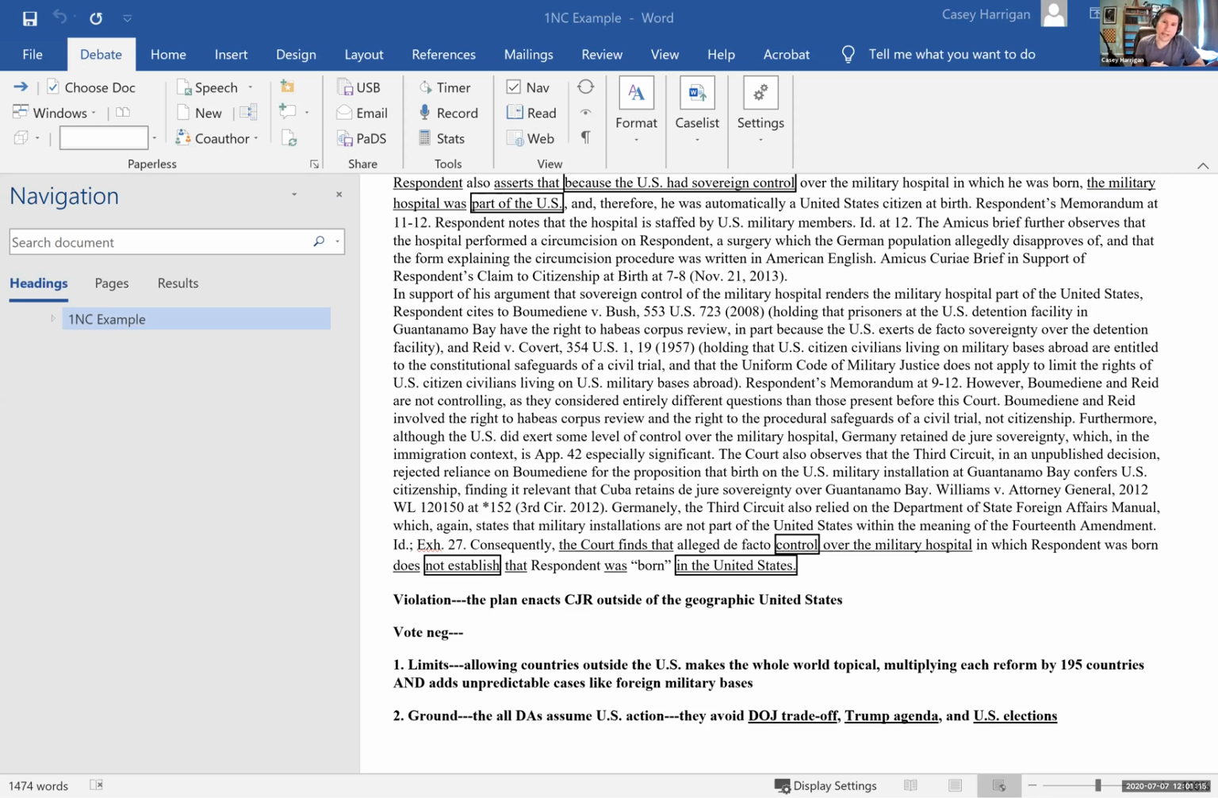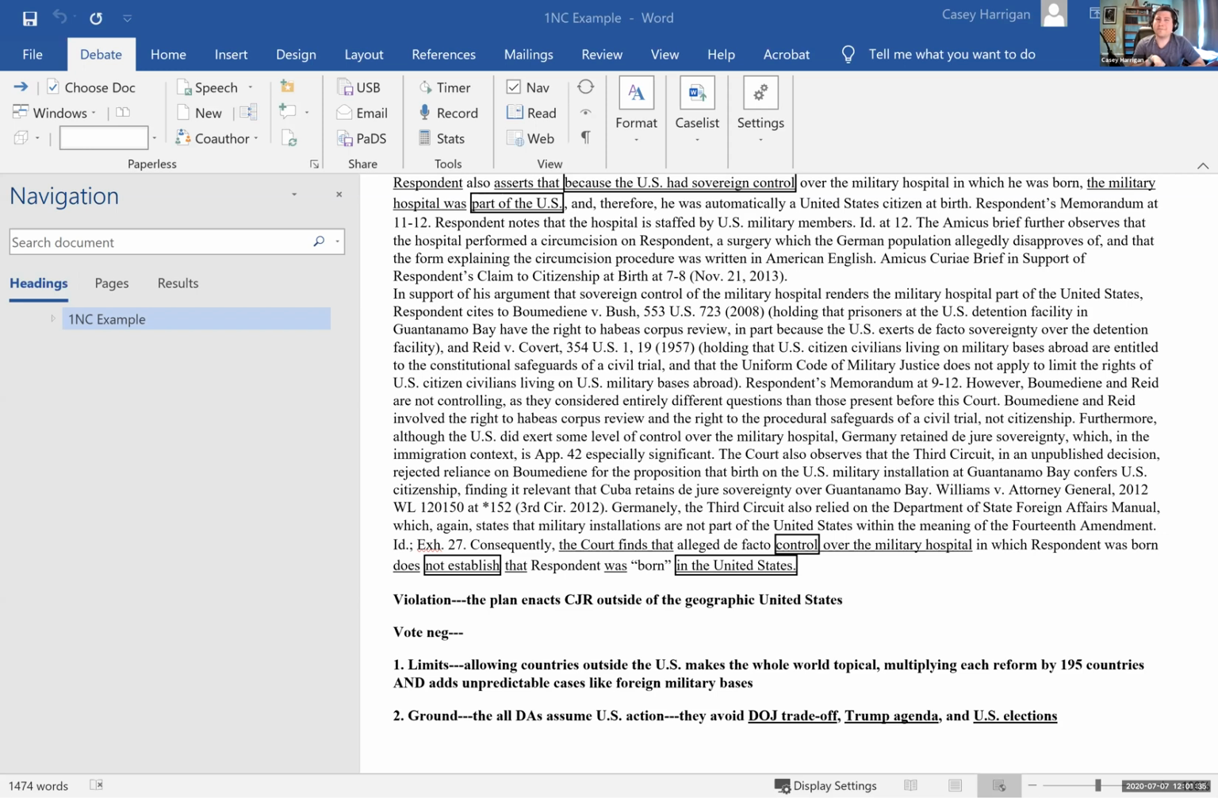Second, a concept that comes up related to topicality that I wouldn't say is necessarily a standard, but is a theme, is the notion of predictability. And you'll hear this come up in relation to limits, like predictable limits, or in relation to ground, like predictable ground.